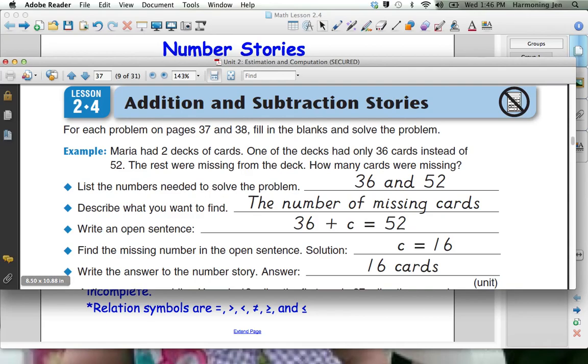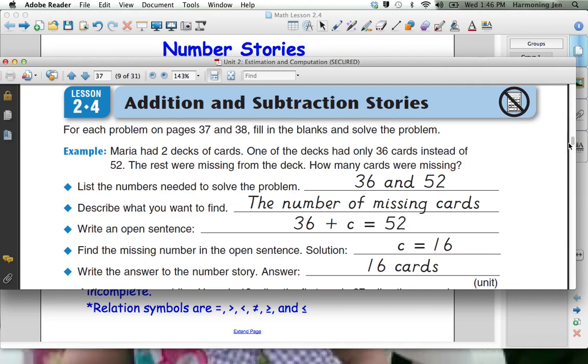Lastly, write the answer to the number story. Well, what answers the question how many cards were missing? 16 cards. You'll notice your answer is going to need a unit. You're always going to have a unit when you're working with story problems. So your answer should involve the solution, 16, along with the unit, cards: 16 cards.